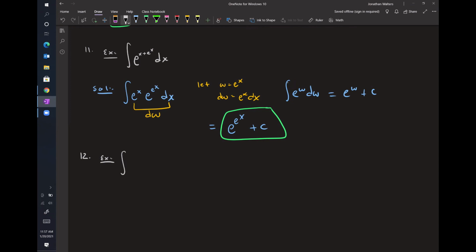The next one, arctangent square root of x dx. Ooh, seems tricky. We actually did one like this in class. We did sine of square root of t or something like that. Well, this is arctangent square root of x. Eek. How do we do it?